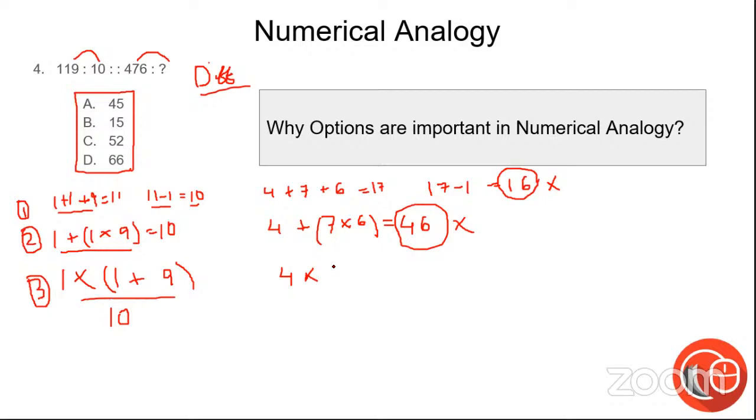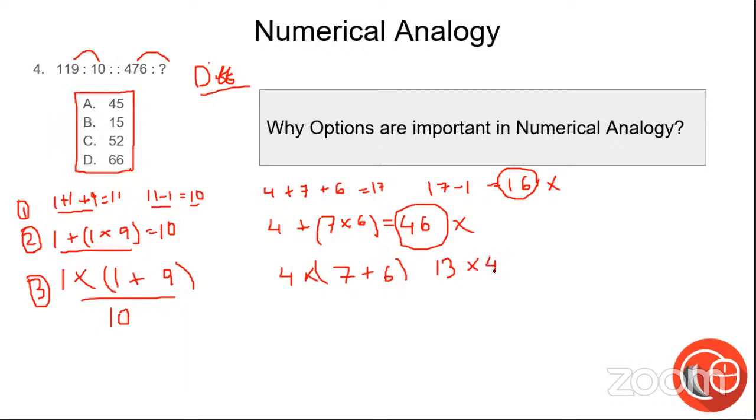Here also, 4 into 7 plus 6. See, multiplication and then addition. So using this we get 13.